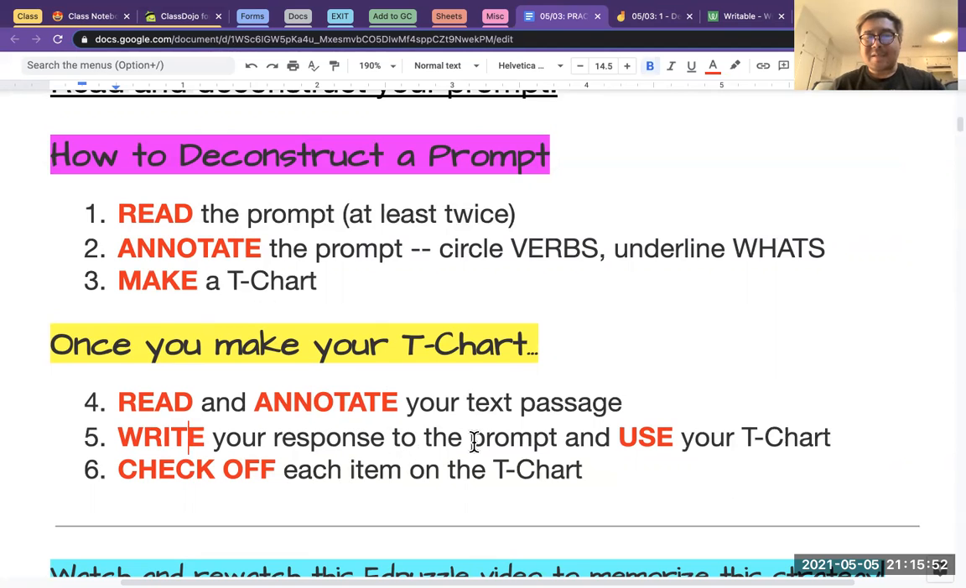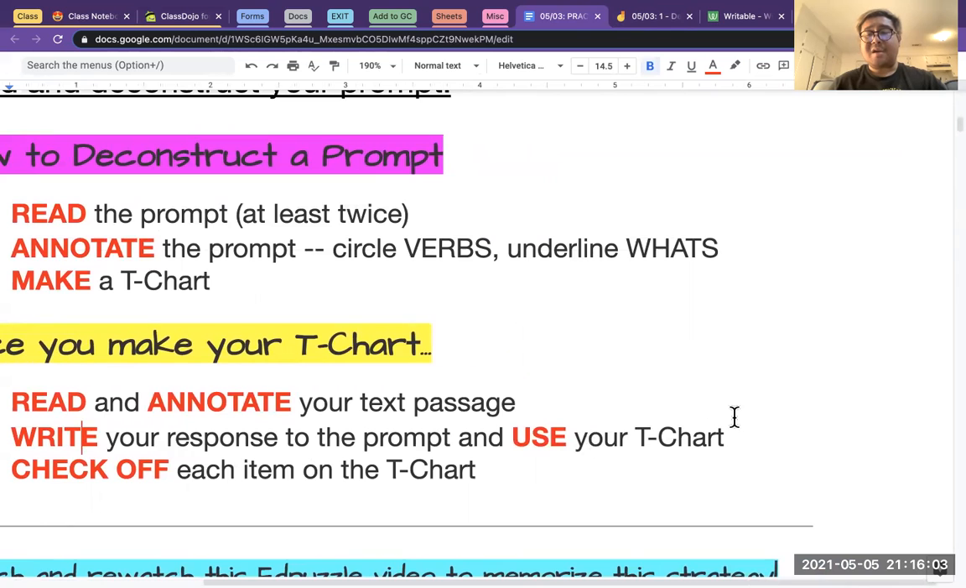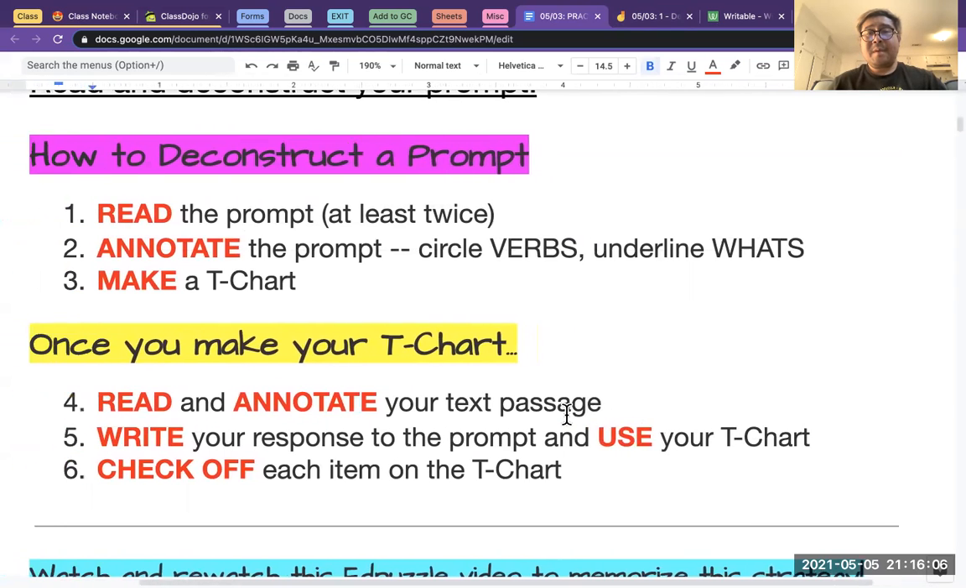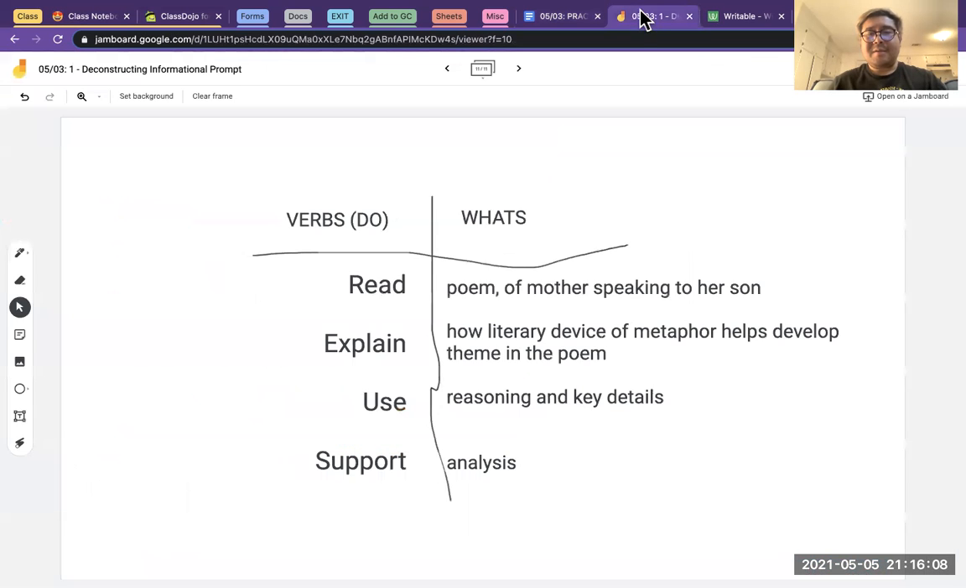Because you've read the text, the passage now, you've also deconstructed the prompt. So now you write your response to the prompt using your T-chart. You're going to literally have this next to you and check things off as you do them. So let's get the color red. Did I read a poem, and did I recognize that it was a mother speaking to her son? Yes. Okay, did I explain? Did I use? Did I support?